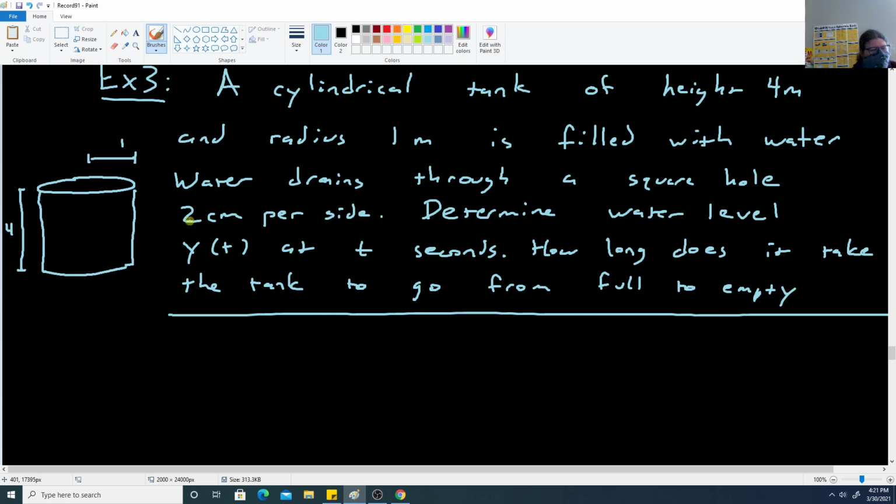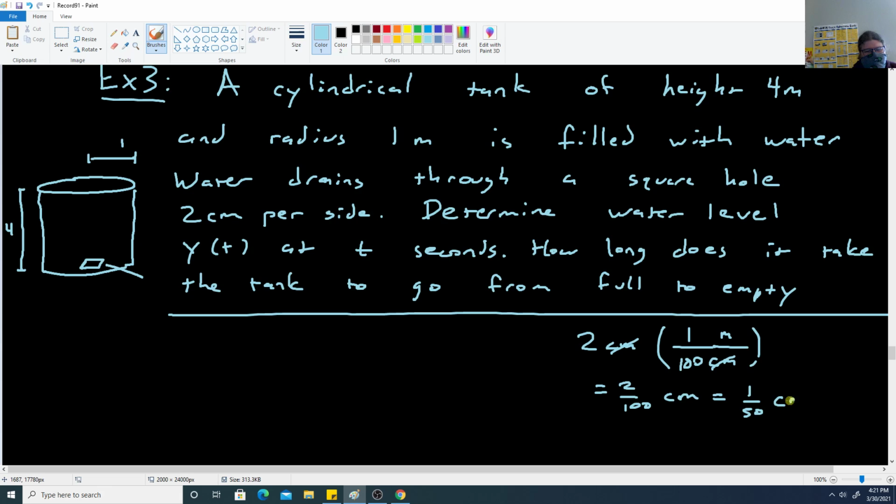So before I really even do anything, this square hole that we have in the bottom here, I need to figure out the length of one of the sides of it, and I need that in terms of meters. Since everything else is in terms of meters, I think the book converts over to centimeters, but I think it's easier to convert this 2 centimeters over to meters. So I'm going to do it that way. So we'll say, all right, we're going from centimeters up to meters. In 1 meter, there's 100 centimeters. Centimeters cancel.